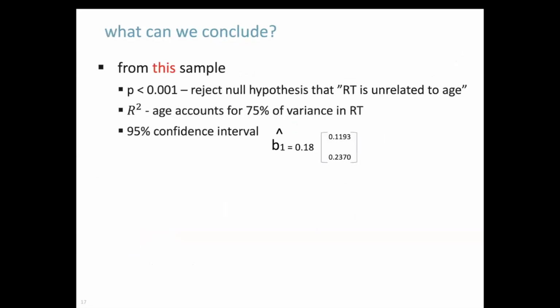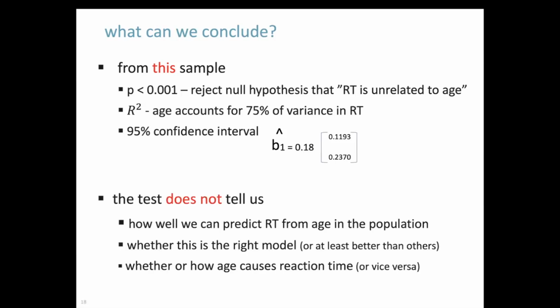Nothing wrong with this. And so what you can conclude from this is you would reject the null hypothesis that these two things are not related. Note that you don't get a probability that the alternative is true, which people often think is the case. You get an R squared, which is a measure of how well this model fits the data. And you could get a confidence interval on that particular parameter, so just some uncertainty about how the model might vary, not too much. The test does not tell us how well we can predict RT from age in the population in general. Sometimes people think of it as such.